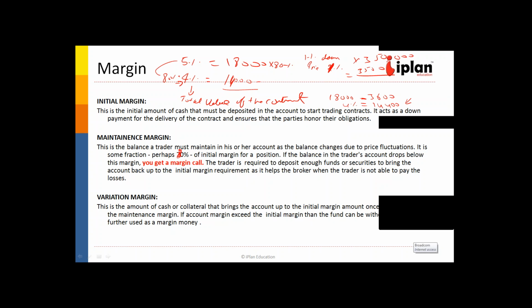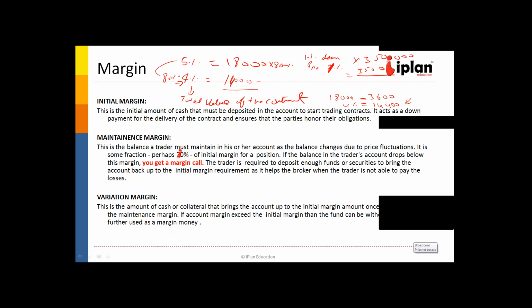In that situation, if the balance in your account goes below 14,000, you were not able to maintain the maintenance margin. So in that situation you are given a margin call by the broker, and it reminds you that please put some money in your account and bring your account to the initial margin level, not the maintenance margin level. Again, top it up to the 18,000 level. Okay, so that is the amount you have to deposit in your account.